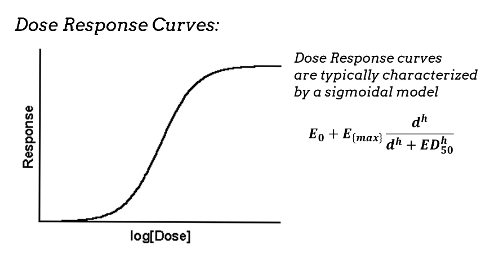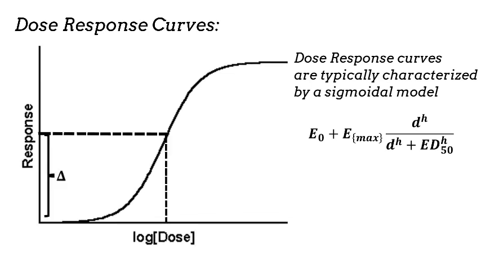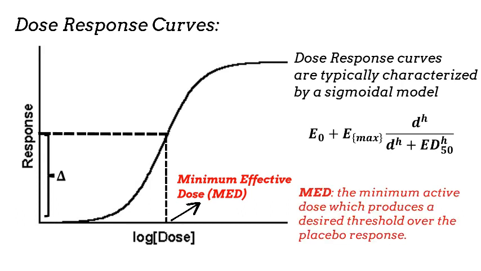In our study, we are primarily interested in target dose estimation. More specifically, the minimum effective dose. Now, what is the minimum effective dose? Minimum effective dose is the minimum active dose which produces a desired threshold of delta over the placebo response. The clinicians typically provide this delta.